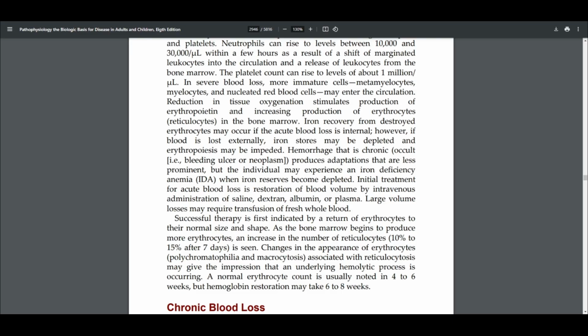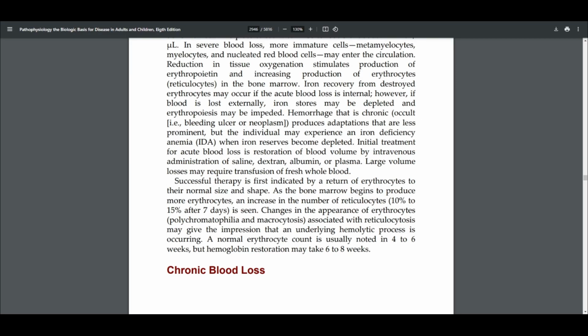When iron reserves become depleted, initial treatment for the acute blood loss is a restoration of blood volume via intravenous administration of saline, dextran, albumin, and plasma. Large volume losses may require transfusion of simple, fresh, whole blood. That's our packed red blood cells.